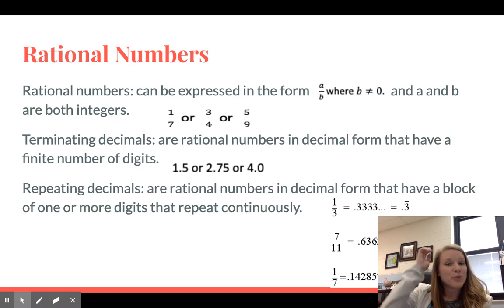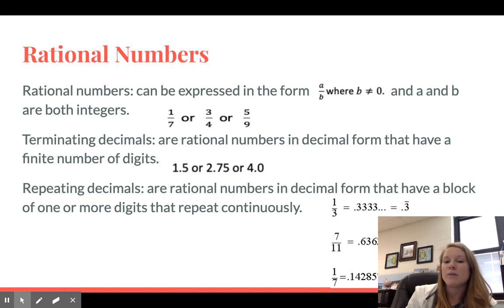All right, let's talk about rational numbers. Rational numbers can be expressed in the form of a over b, where b cannot be equal to 0, and a and b are both integers. So you think about a rational number being a fraction. It can also be a decimal. Fractions can include 1/7, 3/4, or 5/9. Any of those, and there's an infinite number of fractions that we could use.